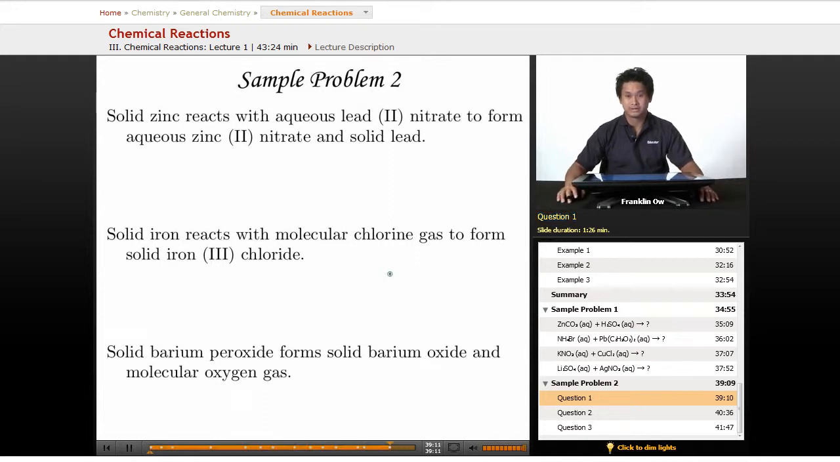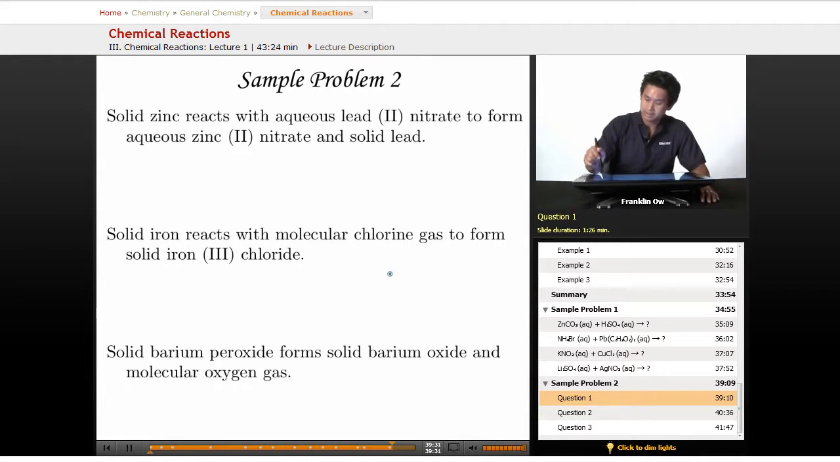Okay, the final set of sample problems, everybody, involves the following. I've seen a lot of tests, everybody, and a lot of the times you have to translate from a sentence or a phrase into a chemical equation. So this is really testing your ability of nomenclature also. So this is a nice cumulative type of problem, everybody.